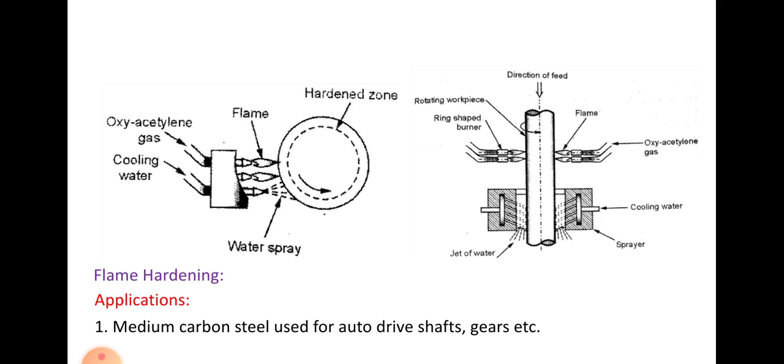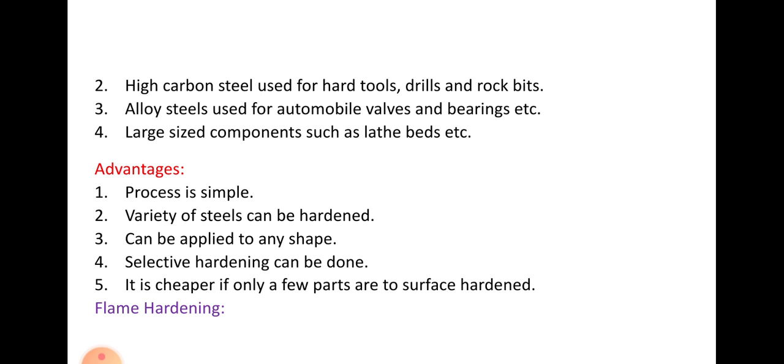So the applications: generally medium carbon steel is used for auto drive shafts and gears, high carbon steel for hard tools and drills, alloy steel for automotive valves and bearings, and then large size components such as lathe beds. These are the applications. The advantages: it is very simple. A variety of steels can be hardened, it can be applied to any shape, and selective hardening can be done. It is cheaper if only a few parts are to be surface hardened.